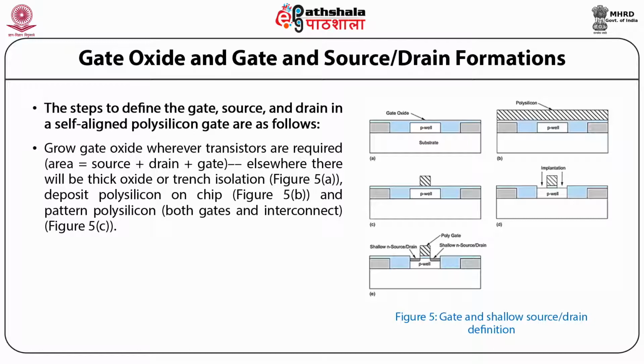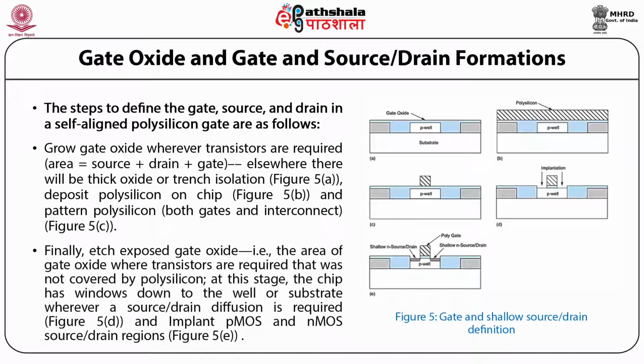Deposit polysilicon on the chip as shown in figure B. And then pattern polysilicon, both gates and interconnect, as shown in figure C. Finally, etch the exposed gate oxide, that is the area of gate oxide where transistors are required, that was not covered by polysilicon at this stage. The chip has windows down to the well or substrate wherever a source drain diffusion is required, as shown in figure D, and implant PMOS and NMOS source drain regions as shown in figure E.